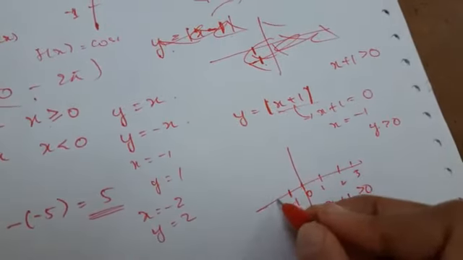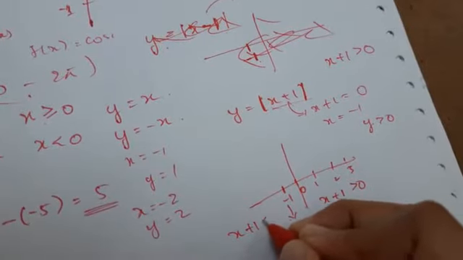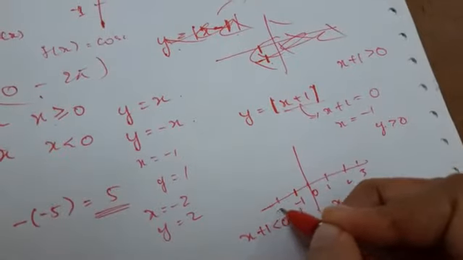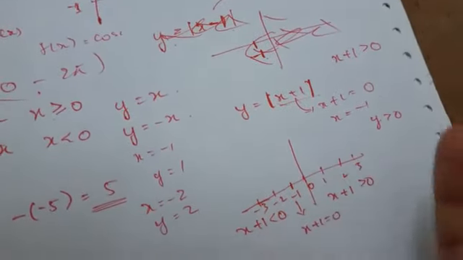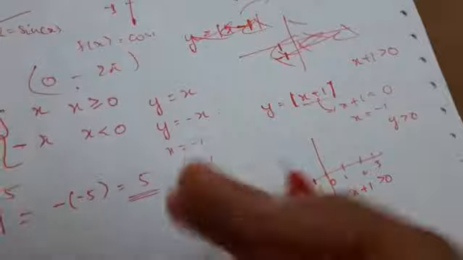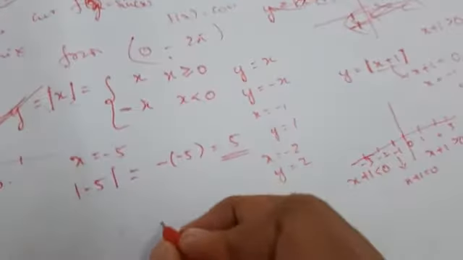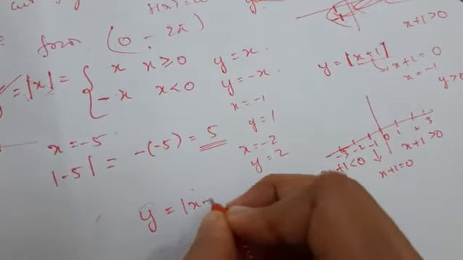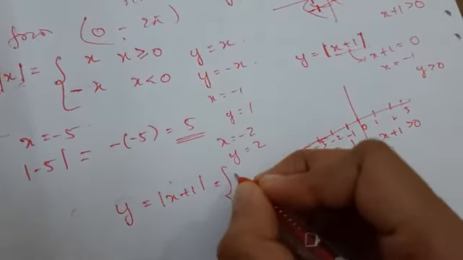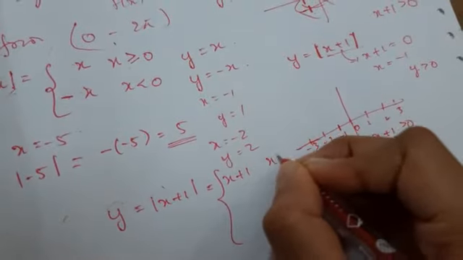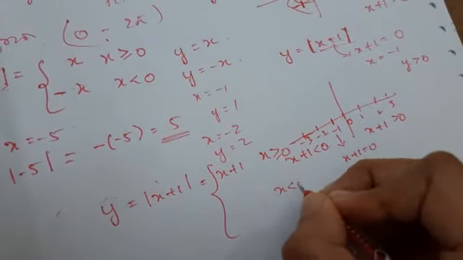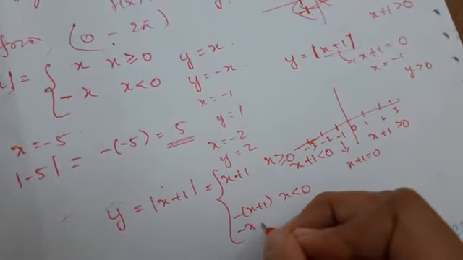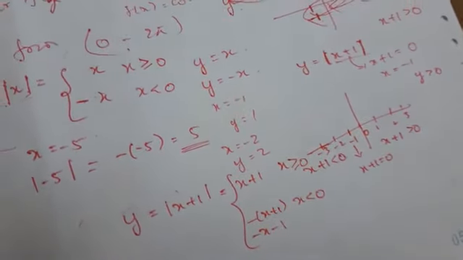So when I consider the points where x plus 1 is less than 0, such as x is equal to minus 2, minus 3, at these points we get x plus 1 less than 0. So we need to redefine at this point. y, that is mod of x plus 1, will be equal to x plus 1 when x plus 1 is greater than or equal to 0. When x plus 1 is less than 0, we multiply it with minus, so it becomes minus x minus 1. So this is how we are going to get it.